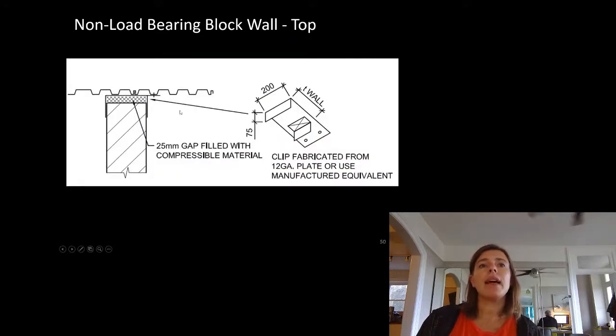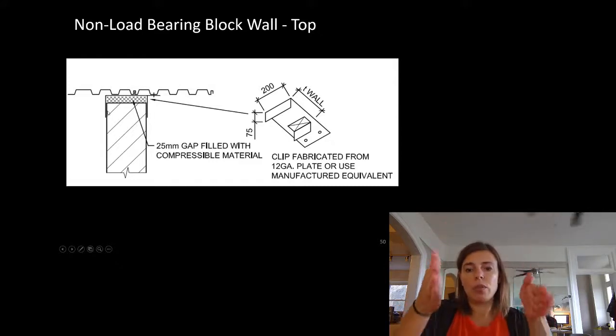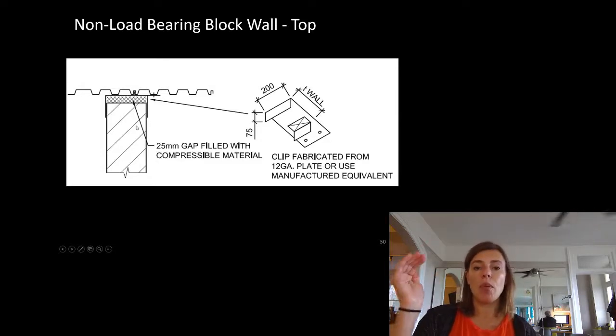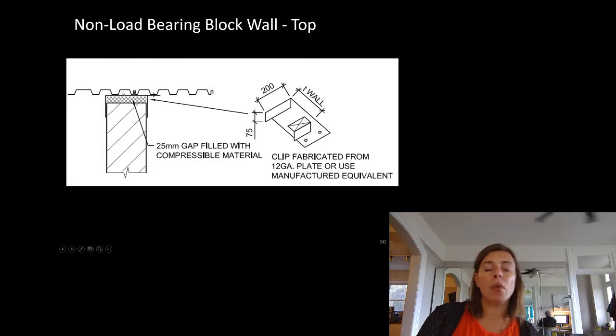Look at that, I have a detail for a non-load-bearing block wall top. So here's another way to do it, where this just slips up and down relative to the block. This is one that needed to be a fire gap as well, and so this is filled with compressible material, so we meet our fire rating requirement, where fire can't pass from one side to the other, or not easily. The roof is carrying the load and not transferring it to the masonry.